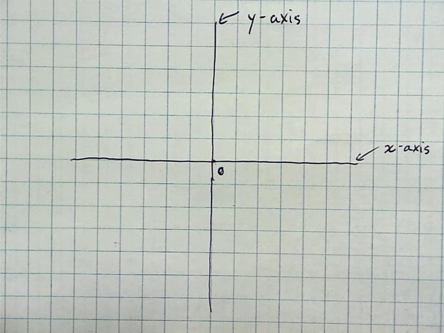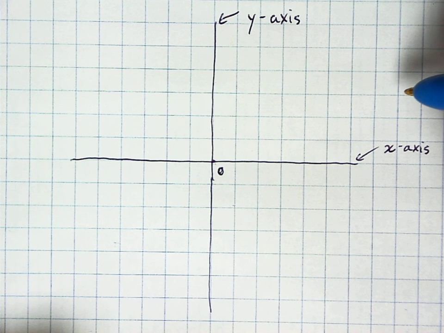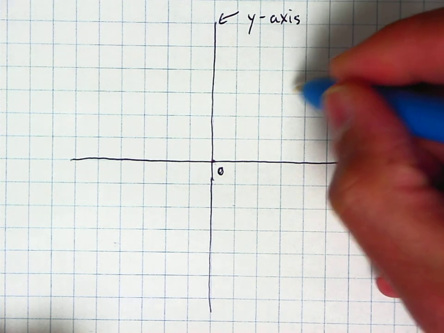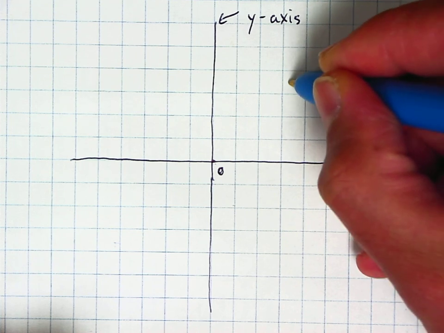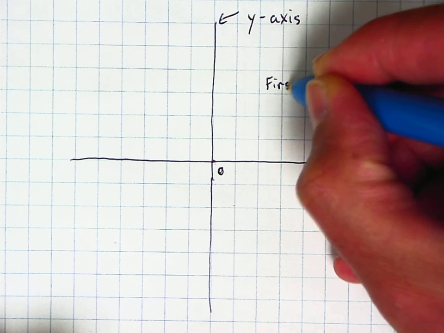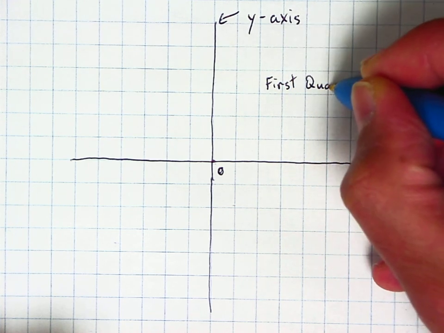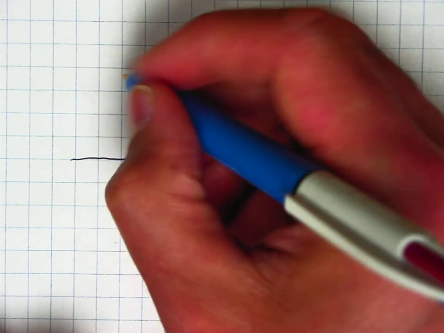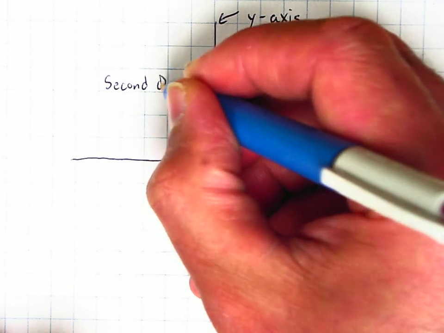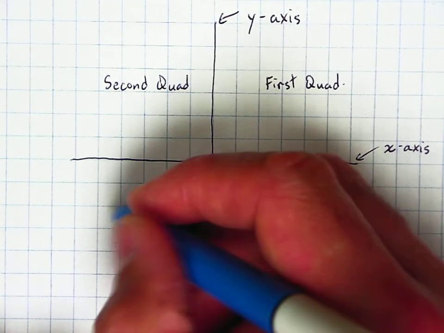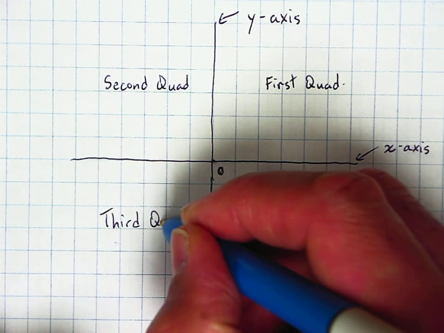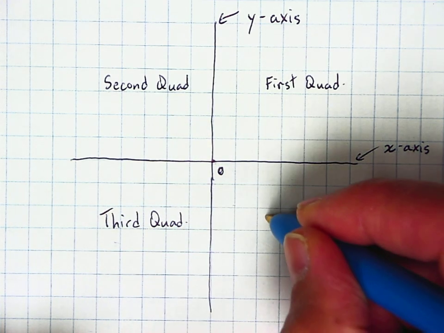Now, on the Cartesian plane, there are 4 quadrants. This is quadrant 1, so I am going to put a first quadrant. I'll just put quad for short. This is the second quadrant. This is the third quadrant. And this is the fourth quadrant.